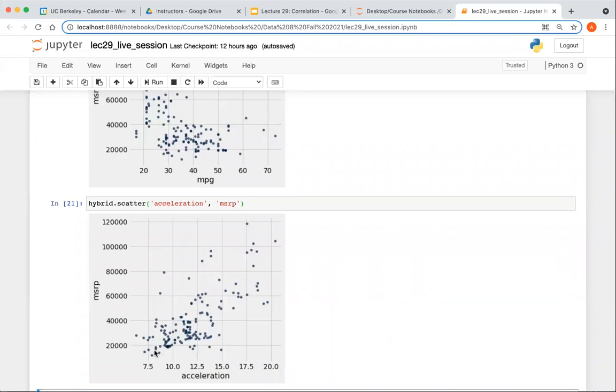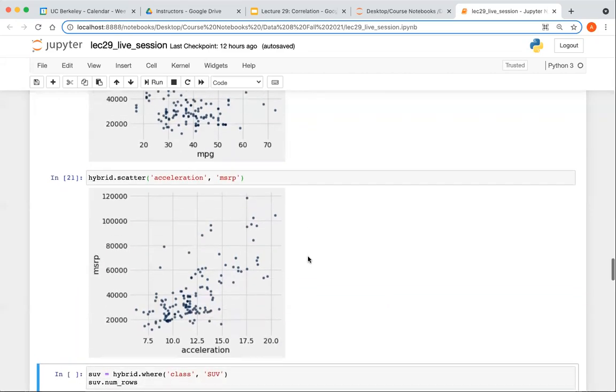What we can see here is that the hybrid cars that had greater acceleration were also the hybrid cars that had the higher prices. That's what we're saying here. We are not inferring any causation whatsoever. We don't have the data. Okay, because there could be confounding factors. We're just observing the results.